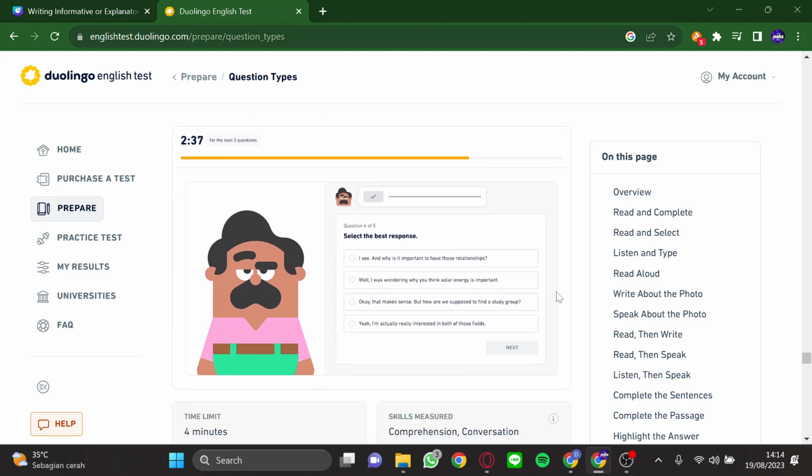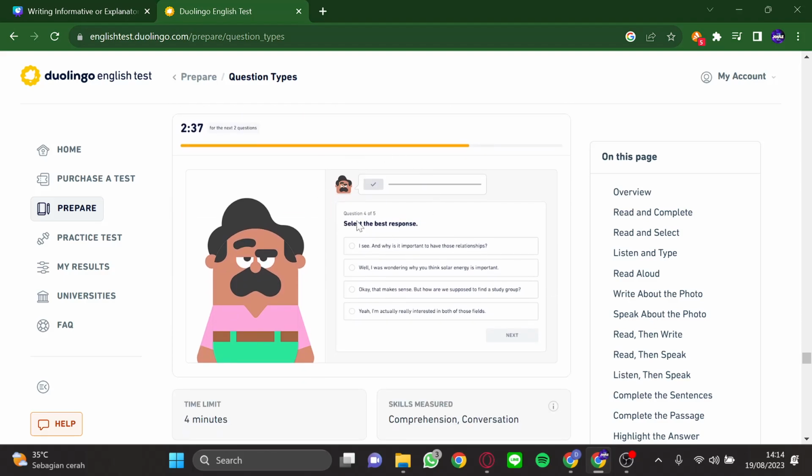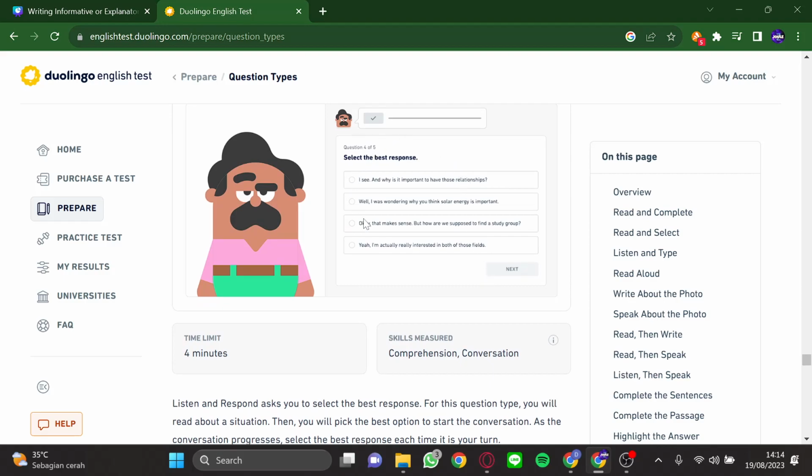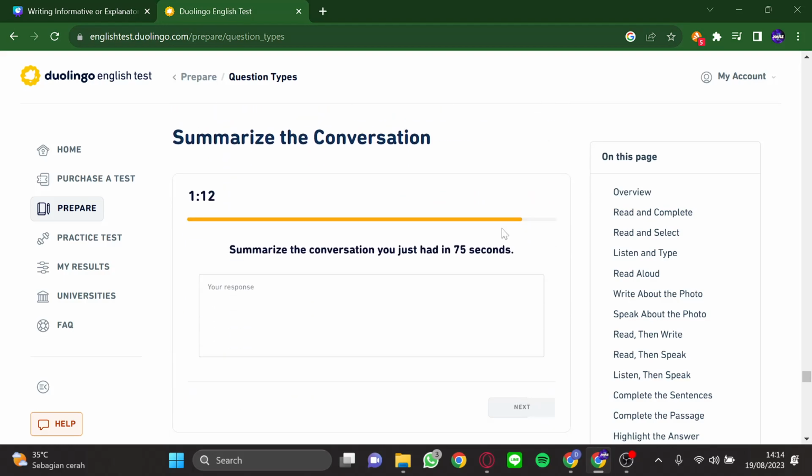Next is listen and respond. This is a new question type. So basically, the test will play you a recording of a dialogue between you and another person. If this person is saying something, you have to respond based on his or her question, or not really question, but dialogue, with the most logical response, and then it will go back and forth, and at the end of the day, you will have to summarize it.